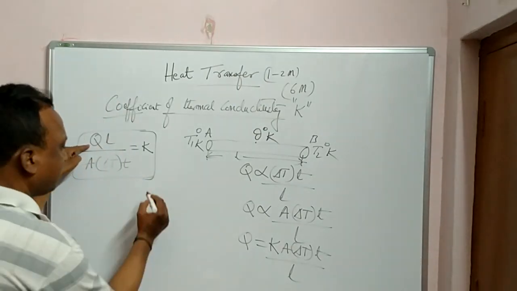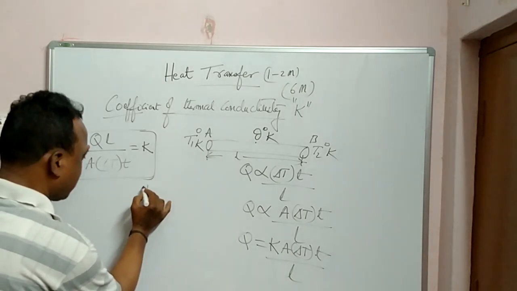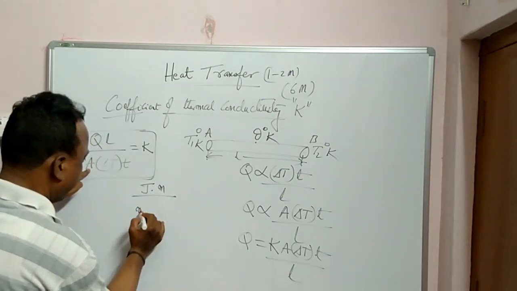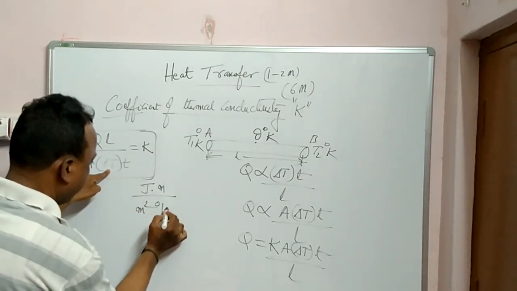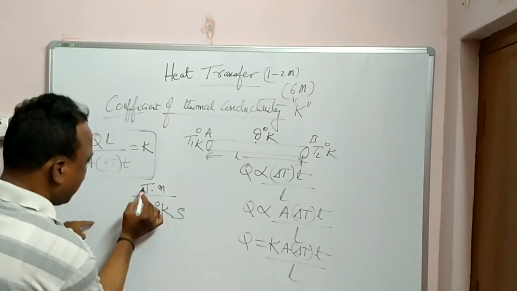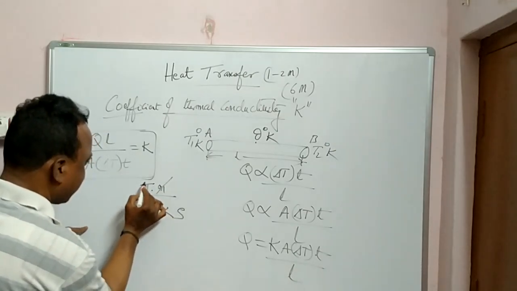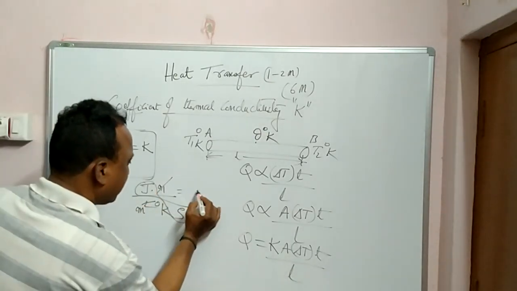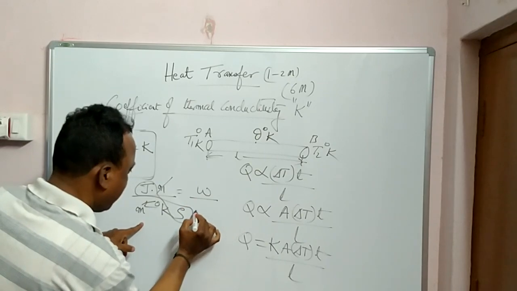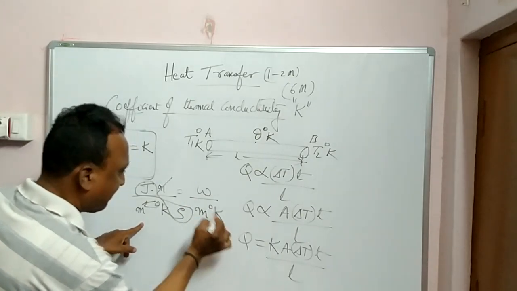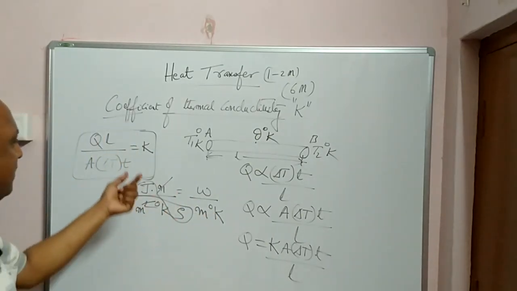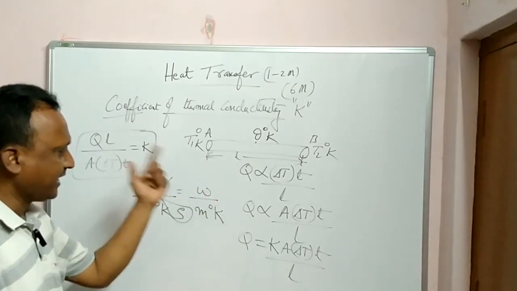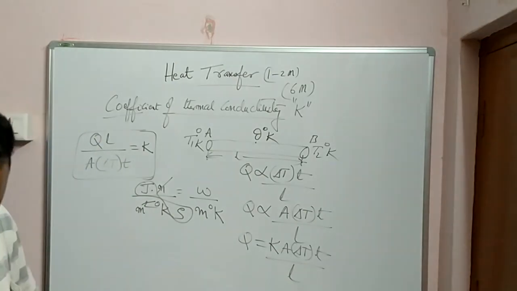Q, heat, you can take it in calories or joules, MKS unit, length in meter, area, meter square, temperature, degree Kelvin, time, seconds. But we know this meter and meter gets cancelled. Joule per second is nothing but watts. Therefore, the MKS unit is watt per meter degree Kelvin. Therefore, the SI unit of coefficient of thermal conductivity is what? Watt per meter degree Kelvin. Clear? Please note down.